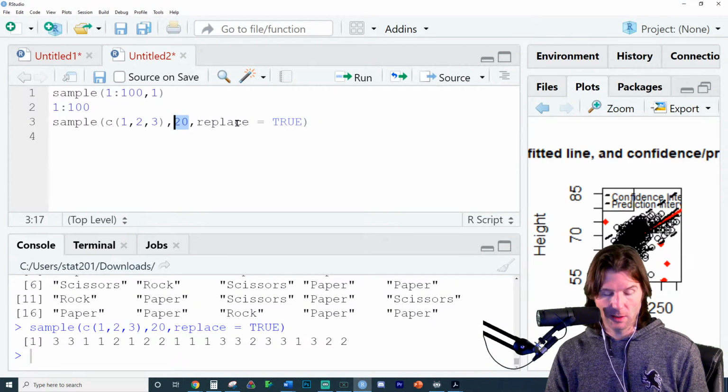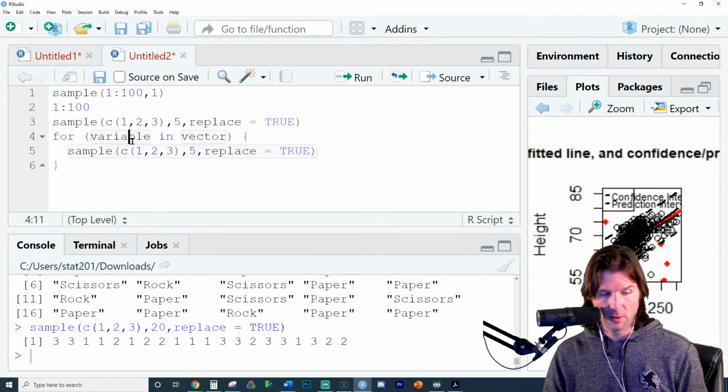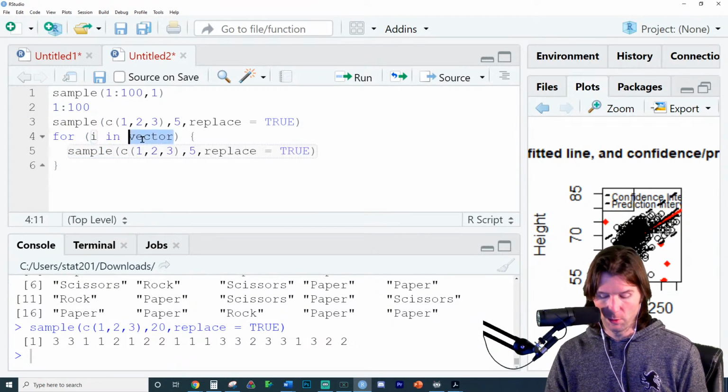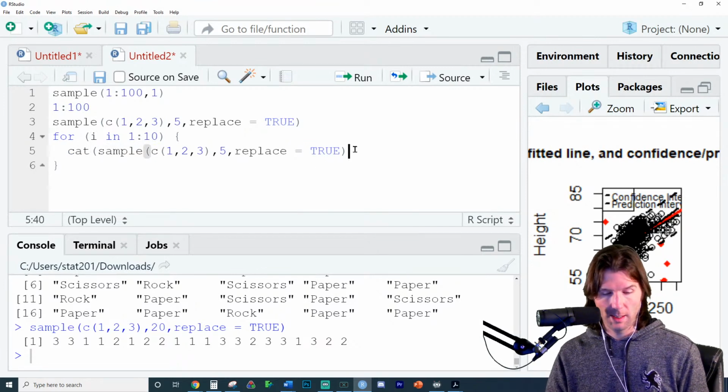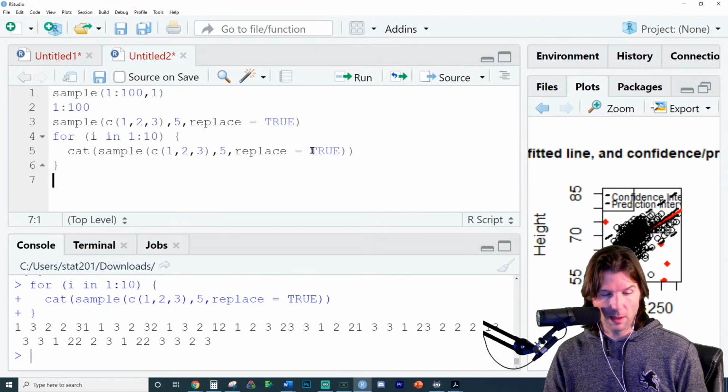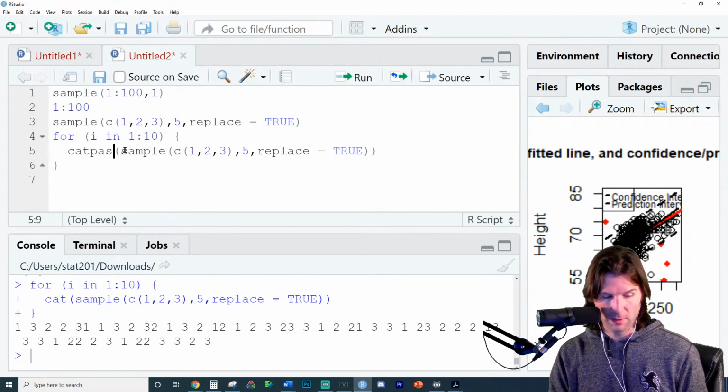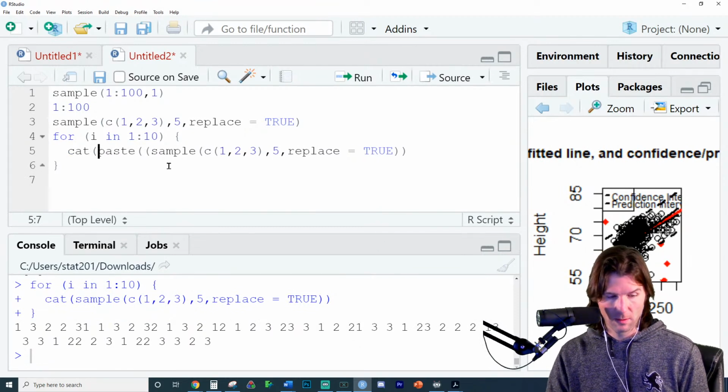Let's go to sample 5 right here, and then we're going to go to 4. We'll go I, and we'll do 10 simulations. And we'll go to cat. I know we have to do cat paste, not paste cat. And then we need to go to right here. Okay, we need one more. And now we go here and do backslash n.